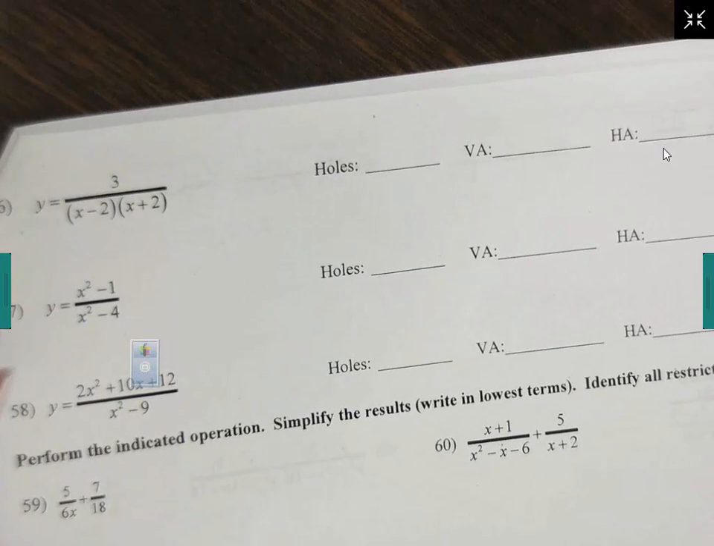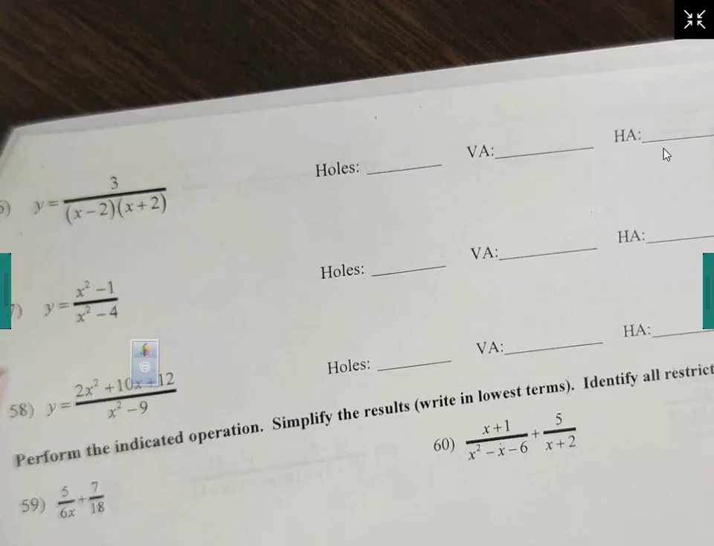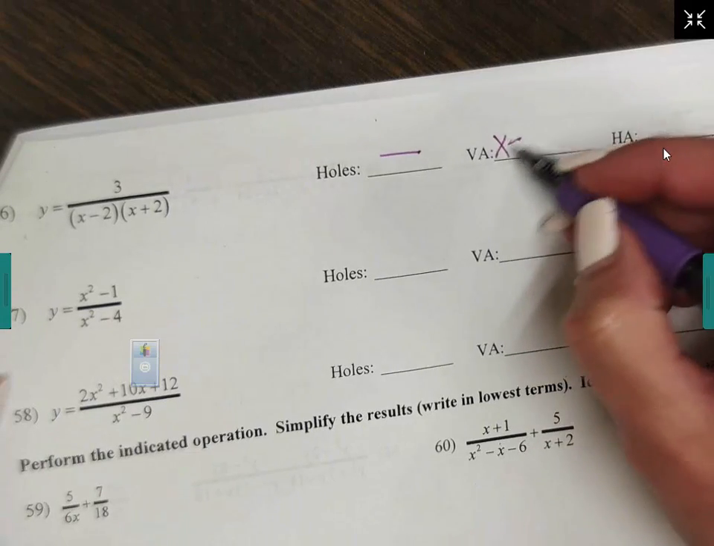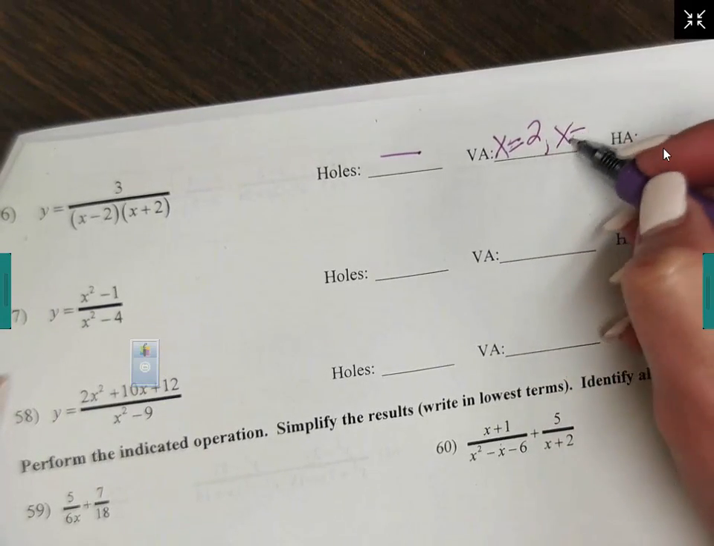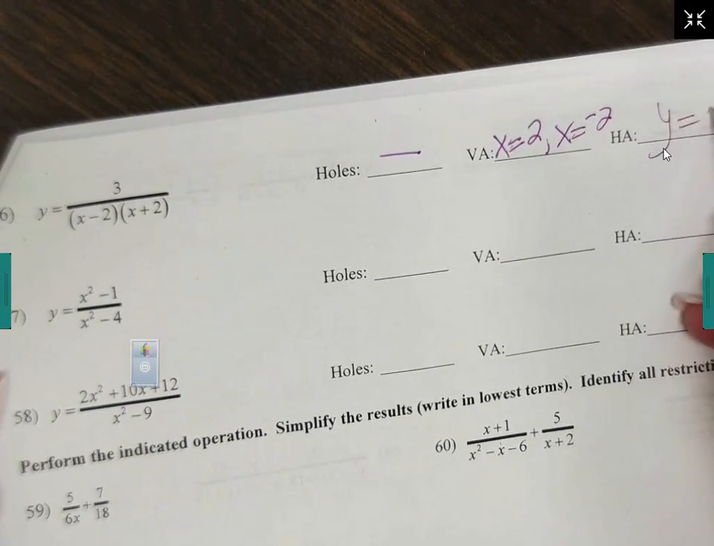On number 56, are there any holes? No, nothing cancels out. Vertical asymptote is what? X equals 2 and x equals -2. And what about the horizontal asymptote? Y equals 0, okay?